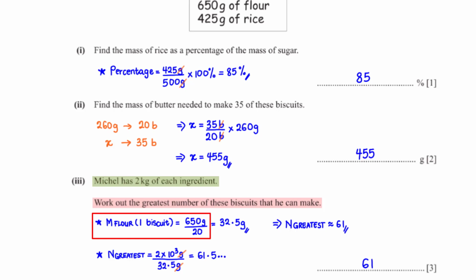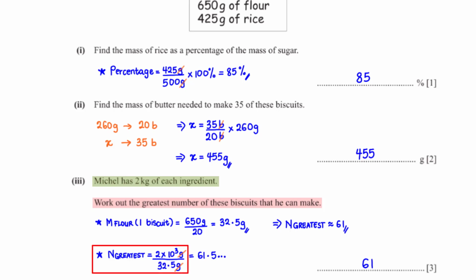To get this, we divide 650 grams by 20, which gives us 32.5 grams. So now to get the number of biscuits we can make with 2 kilograms of flour, we divide 2 kilograms, which is the same as 2000 grams, by 32.5 grams, which is equal to 61.5. This means the greatest number of biscuits Michelle can make is 61.